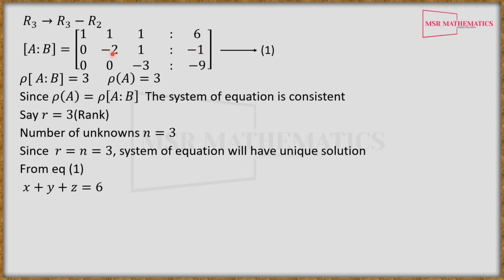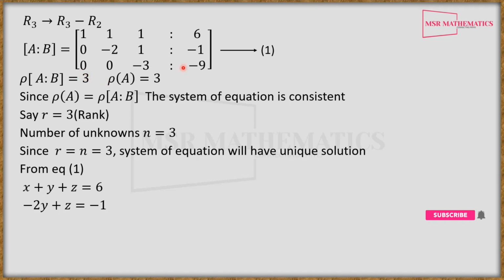For the second row, the coefficient of x is 0. 0 into x is 0 itself, so no need to write the x term. The coefficient of y is minus 2 plus the coefficient of z is 1, which is equal to minus 1. That's our next linear equation, that is minus 2y plus z is equal to minus 1.